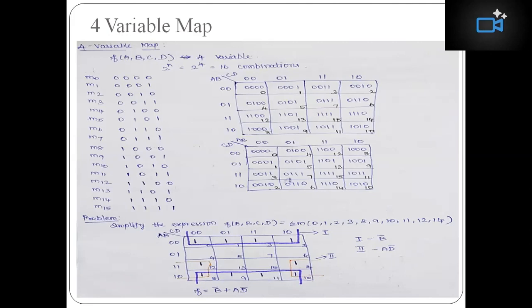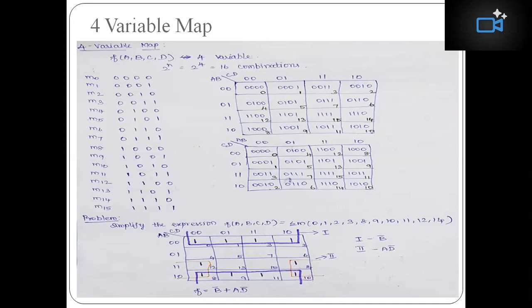Also, 12 is adjacent to 14 and 8 is adjacent to 10 horizontally. Likewise, 8 is adjacent to 10. Then vertically, 12 is adjacent to 8 and 14 to 10. So we can group them and take them as a symbol, right? Okay. And we need to write the expression for these groups.